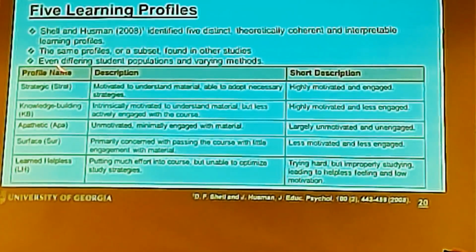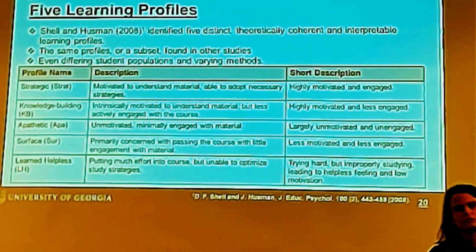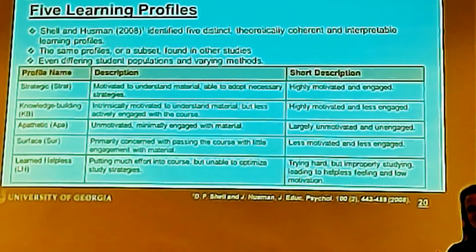One of the first profiles is a strategic profile, and often you'll see me use these abbreviations throughout the talk. So a strategic student would be the typical quote-unquote good student. They are motivated to understand the material, and they are able to adopt different study strategies in order to do so. They're also very engaged and highly motivated. So they're asking questions of their instructor. They're trying to change their study habits if they need to. They don't feel this class is too hard. They might be struggling a little bit because they're trying so hard to do well, but they're able to adjust if they need to, and they're very motivated.